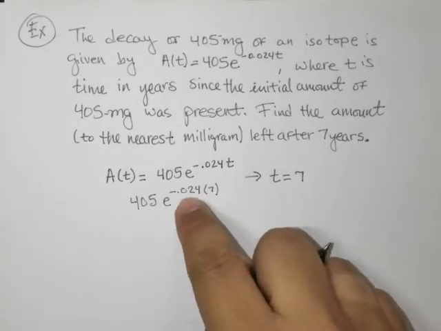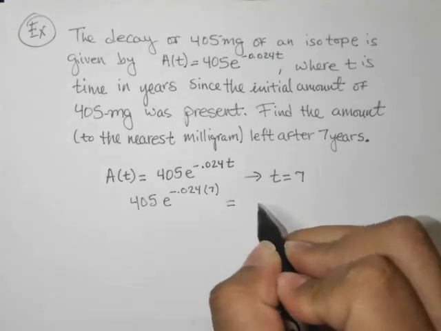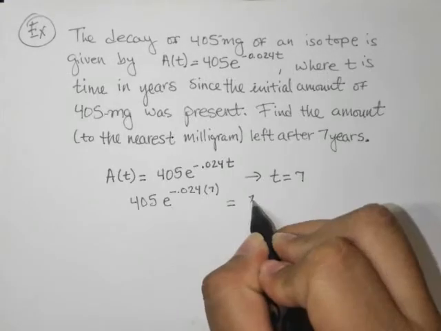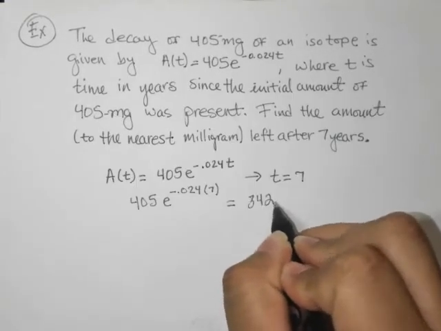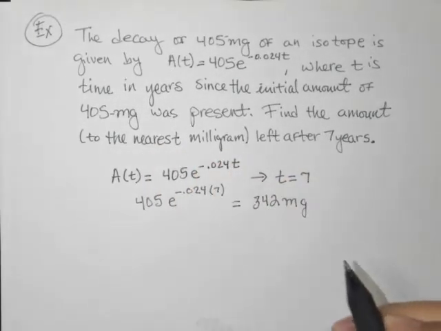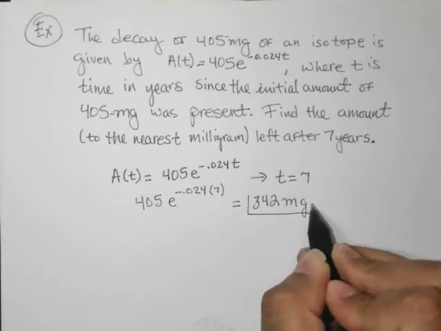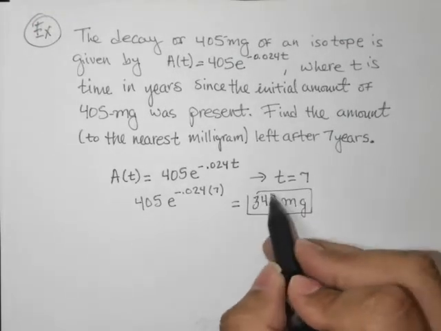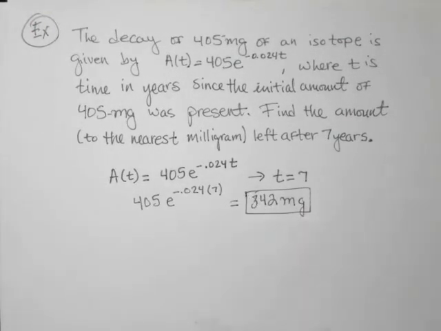So we plug it in our calculator and we get 342 milligrams, because it says round to the nearest milligram. So 342 milligrams of this isotope are left after 7 years.